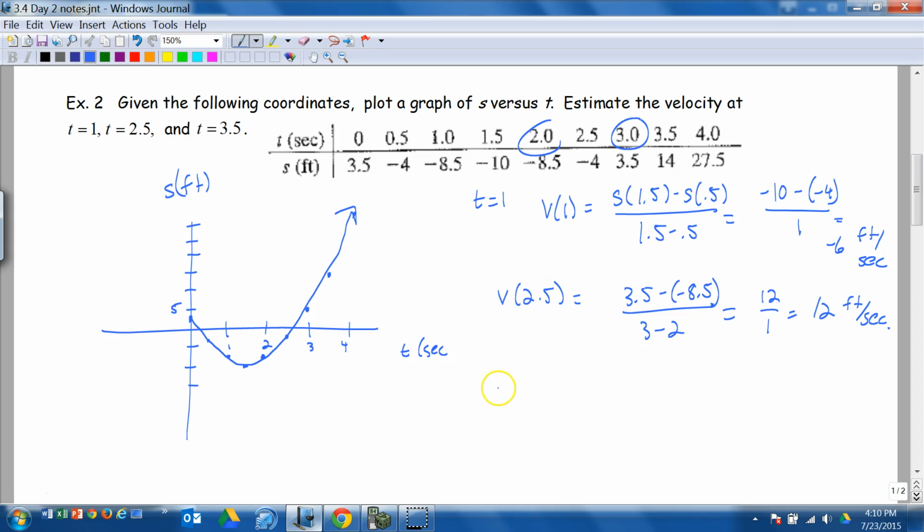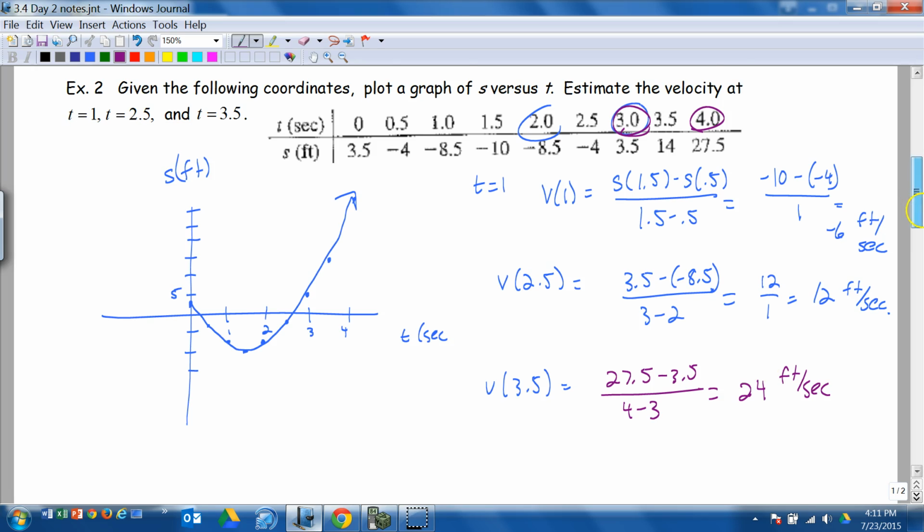And then if we do estimate it at 3.5, it looks like it's going to be even steeper. And I'm just going to, at 3.5, use 4 and 3 to bracket that. So it's 27.5 feet minus 3.5 feet all over 4 minus 3. So 27.5 minus 3.5 is 24 feet per second. Which again makes sense because it's going up faster.